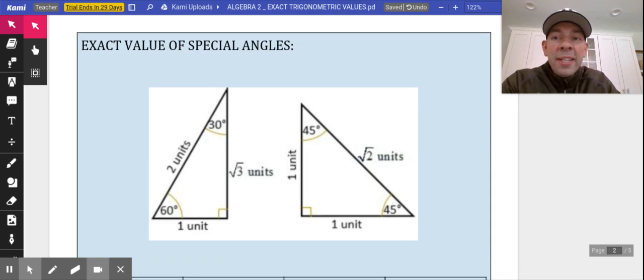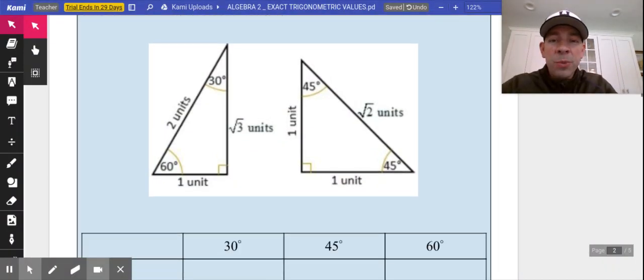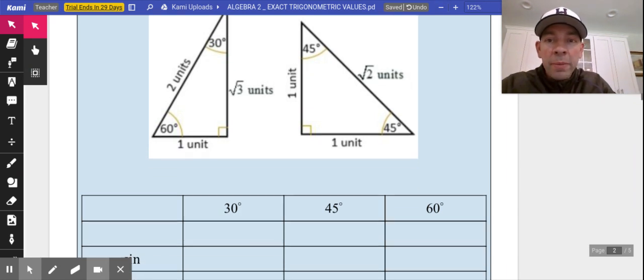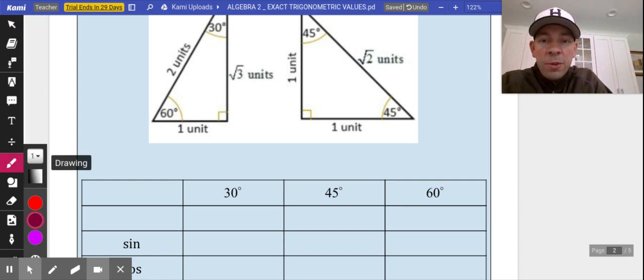So we're focusing on the exact value of some really special angles like 30 degrees, 45 degrees, 60 degrees. And what are their exact values? And we'll use these given triangles as a launching pad to get us going here. So the first thing I actually want to do is convert these angles into their corresponding radians. Just say, okay, so 30 degrees is pi over 6, 45 degrees is pi over 4, and 60 degrees is pi over 3.